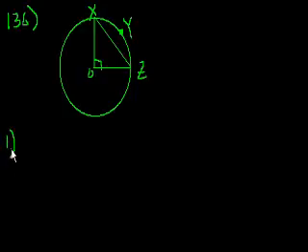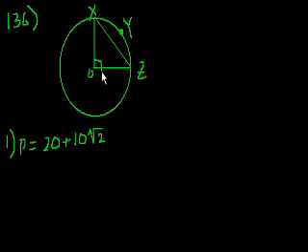Statement number 1. The perimeter of triangle OXZ is 20 plus 10 square roots of 2. Perimeter is equal to 20 plus 10 square roots of 2. Now, this is interesting. What do we know about this? Well, we know this is going to be an isosceles triangle.